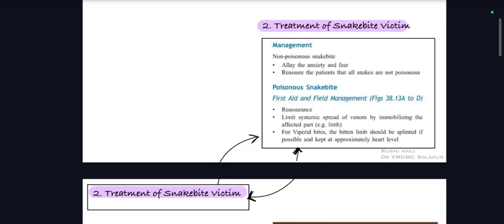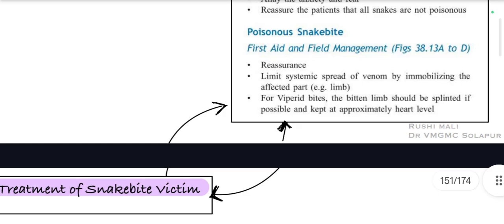Then what about poisonous snake bite? What is going to be the management of it? So first aid and field management. Number 1 is reassurance. Limit the systemic spread of venom by immobilizing the affected part. And for viperine bites, the bitten limb should be splinted if possible and kept at approximately heart level. So in viper bites, the bitten limb should be splinted.